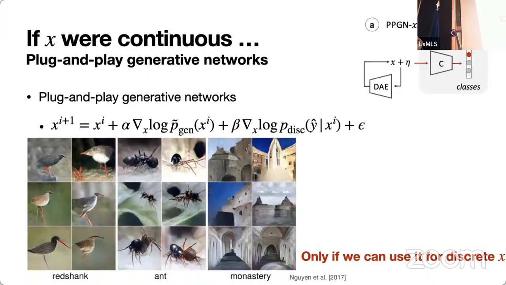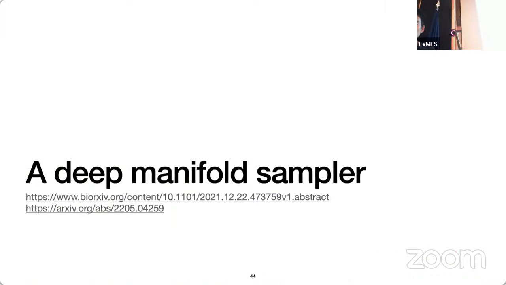So what that means is that if we can actually use this for a discrete combinatorial input, we might be able to get something like this, and then combine a generative model with a discriminative model for the purpose of design. And that's what we call deep manifold sampler. So we had this at the very right before we formed the company.